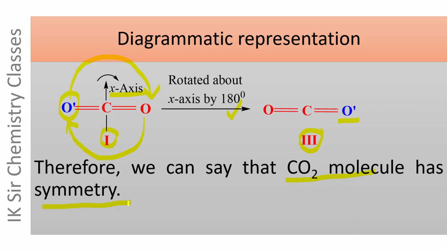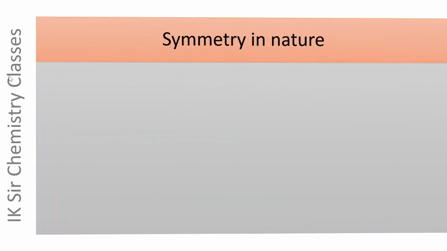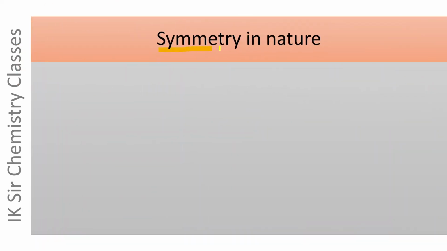Any molecule is said to have symmetry if any real or imaginary operation of rotation or reflection when carried out on the molecule leads to a new orientation which is indistinguishable from the initial one. Symmetry in nature.